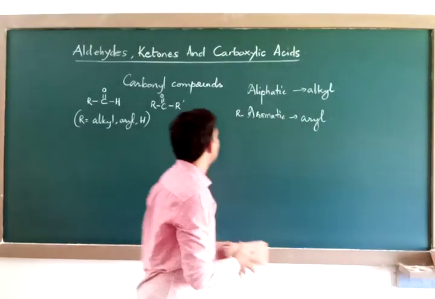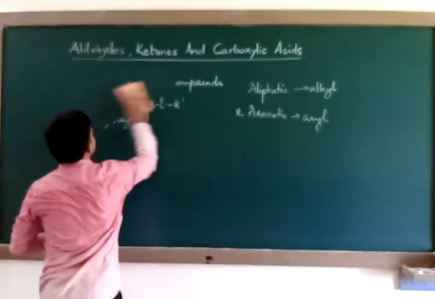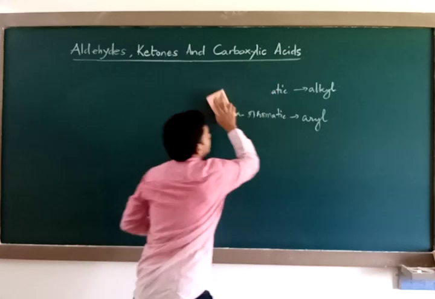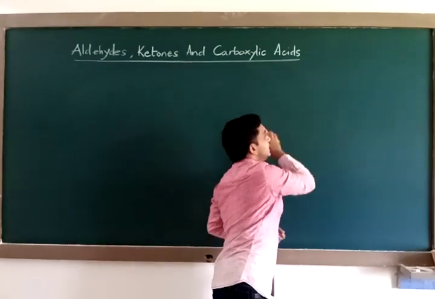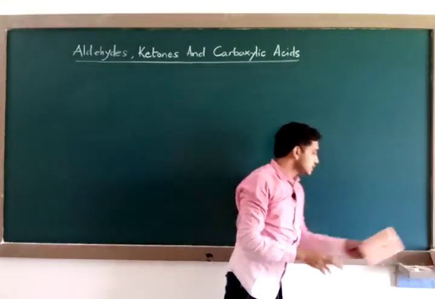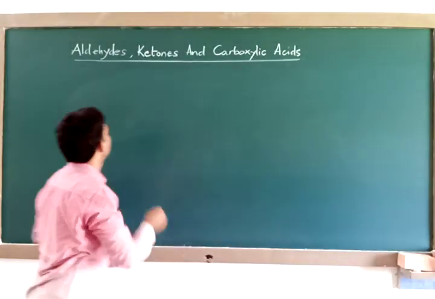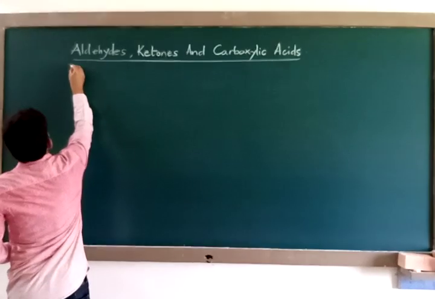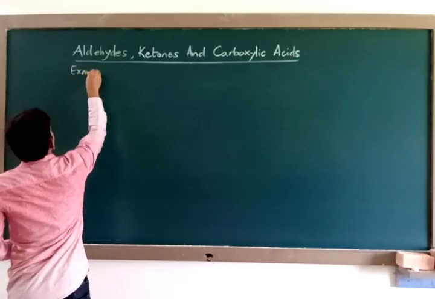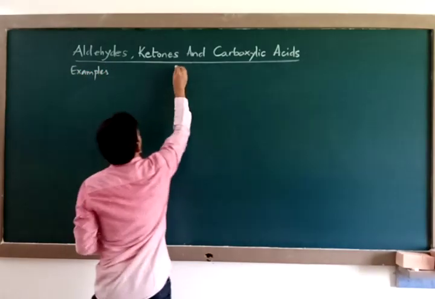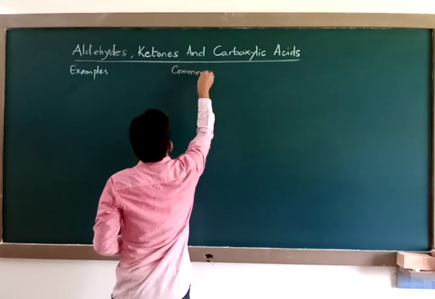Having said that, now let us begin with their nomenclature. The nomenclature of aldehydes and ketones are different. So we shall study first about aldehydes followed by ketones. To understand, let us see some examples of how they are named along with their common names and IUPAC names.